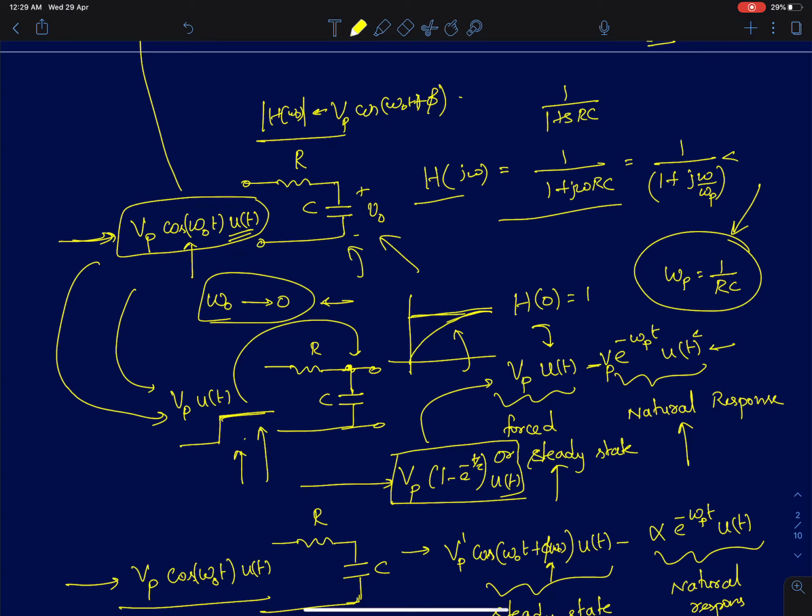So we see the forced response term, which is nothing but Vp into u of t, which is the same as the input. And that should make sense, because the input can be seen as a sinusoid of zero frequency. And we can see from this equation that h of 0 is equal to 1. Therefore, the output is simply Vp into h of 0 into u of t, which is Vp into u of t itself. The second term is what we call the natural response, and that is determined by the impulse response of the system. That again is determined by the poles of the system.